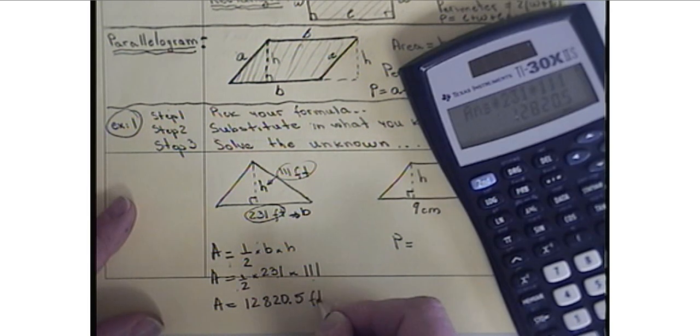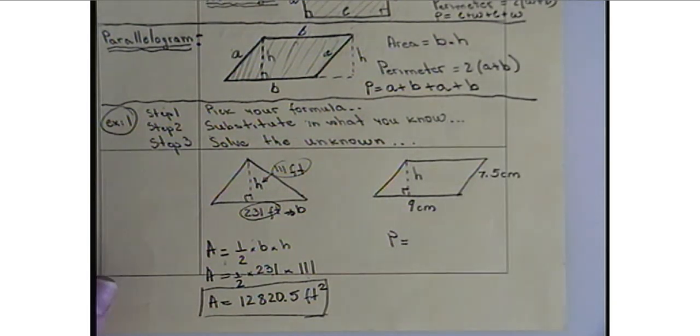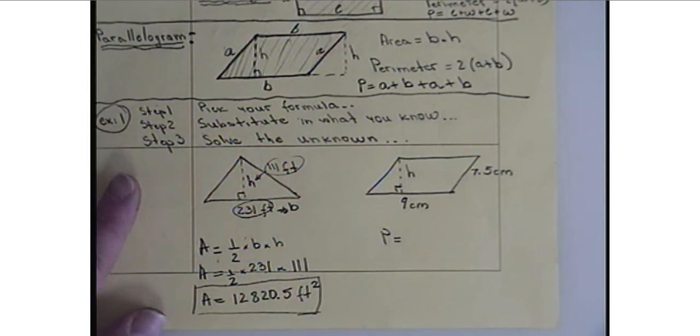12,820.5, and that will be feet square. So when we measure area, we always square their units. So 12,820.5 feet square will be that answer.